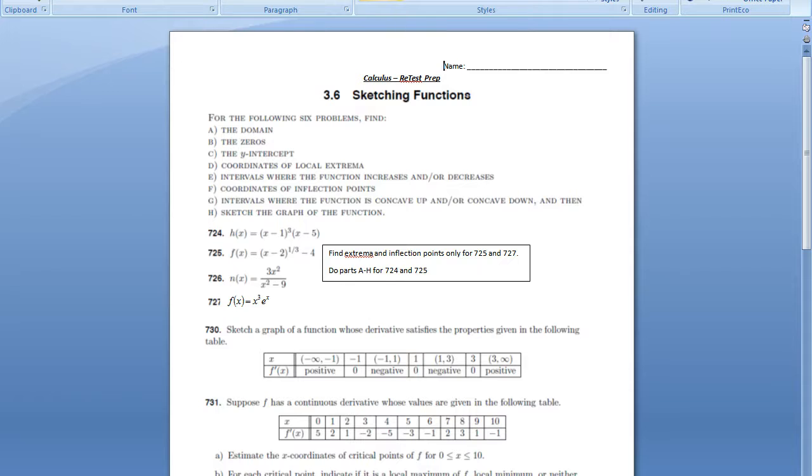Okay, so here is a video of me going through basically the homework assignment I've given you over this break for sections 3.1 to 3.5, because there are obviously some gaps we need to get cleared up. The first one we're going to start with is these sketching functions problems.